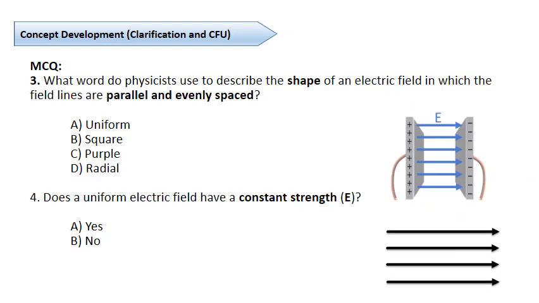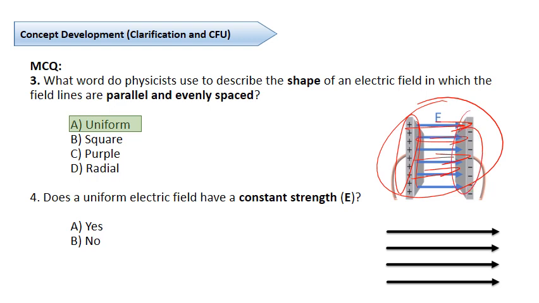Okay, multiple choice question number 3. What word do physicists use to describe the shape of an electric field in which the field lines are parallel and evenly spaced, as in this diagram here? Is it A, uniform, B, square, C, purple, or D, radial? Okay, the answer is indeed uniform. As you can see, the field strength is uniformly distributed between the two positive and negative charges. Does a uniform electric field have a constant strength? And the answer is yes.